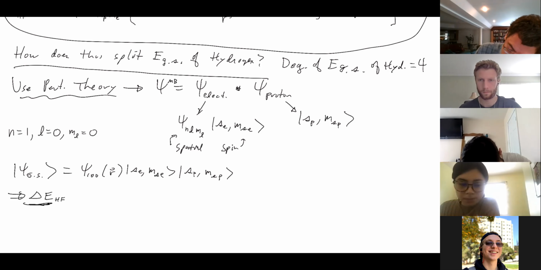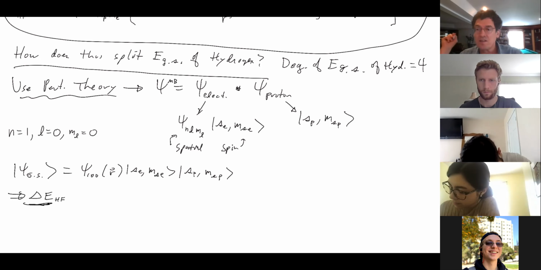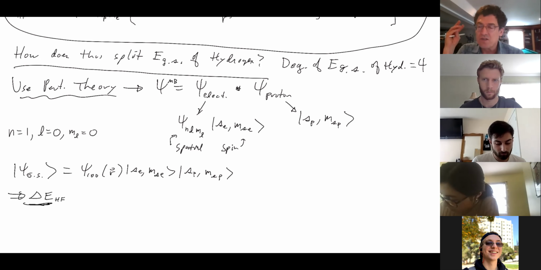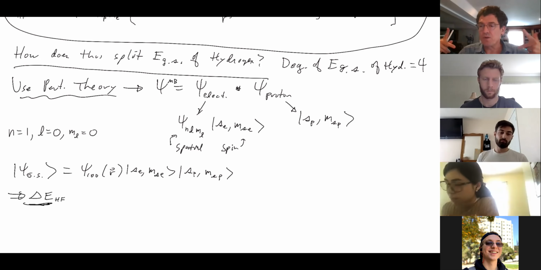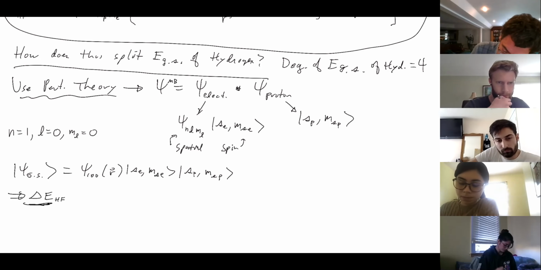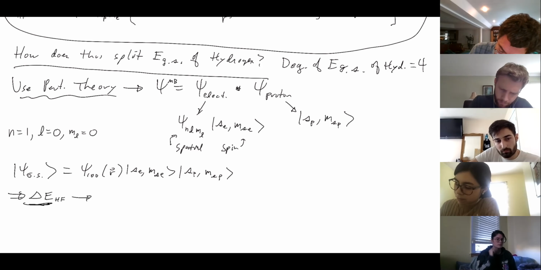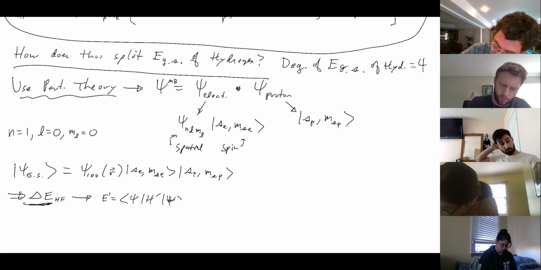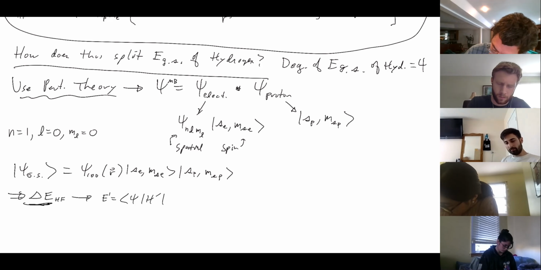And so what do I do? Somebody tell me. Well, I'll tell you what I want to do. I just want to plug it into the formula for perturbation. I just want to do the expectation value trick, right? I just want to say that the energy correction is equal to the state sandwiching the expectation value of the perturbation. That's our favorite formula. That's what I want to do.